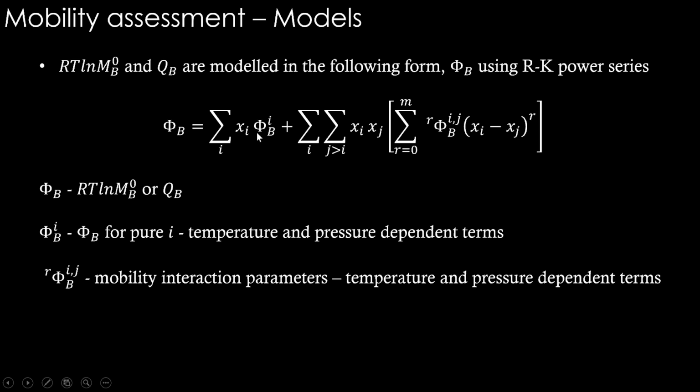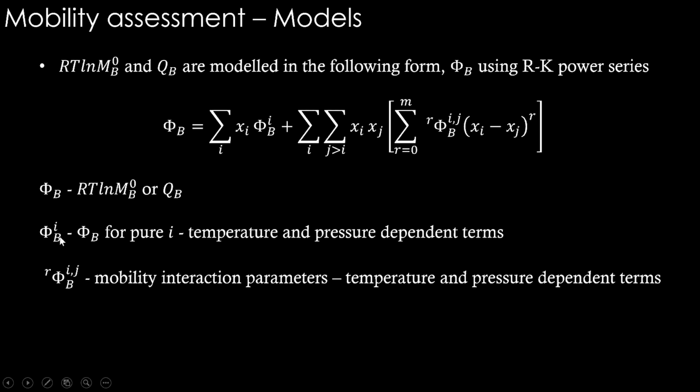Okay. So single element data, single element activation energy is here, individual element activation energies. So they are like the reference Gibbs energies. And then if elements interact, this term should come, and the composition dependency terms are here, and this term will have the temperature dependency, and if pressure dependency is modeled, it will also have pressure dependency. Okay, so phi b here is either RTL and MB naught or QB. So both of them separately are modeled like this.